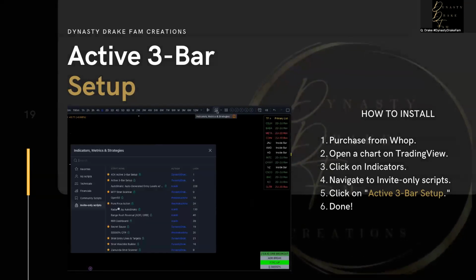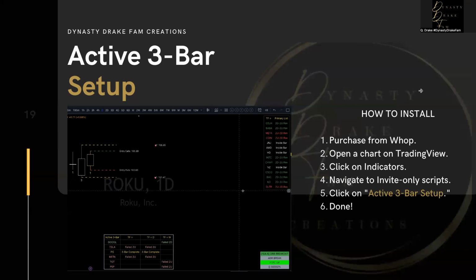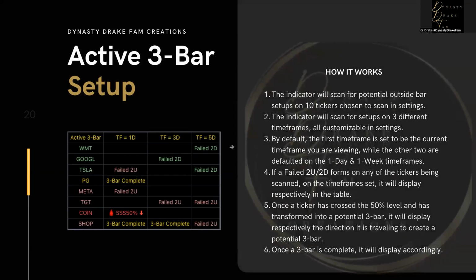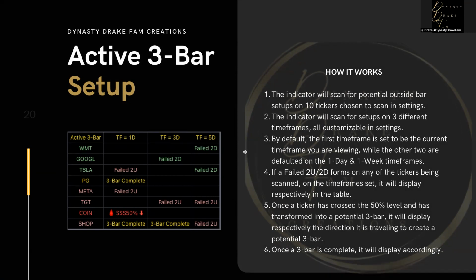So the active 3 bar setup. There are two active 3 bar setups. We have the active 3 bar, and then we have the 40X active 3 bar indicator. So this is the first one. Shout out to Tin Show, because as I was building this, he said, I would love to be able to see 3 time frames at once. So I built this for 3 time frames. You can see up to 10 tickers and see up to 3 time frames for this indicator. So that's all customizable in settings.